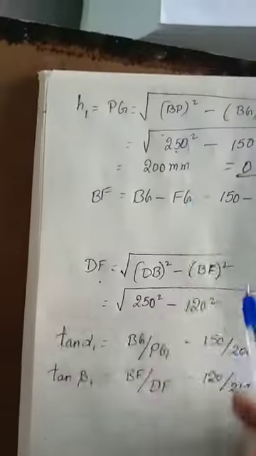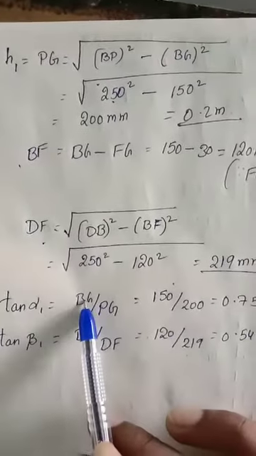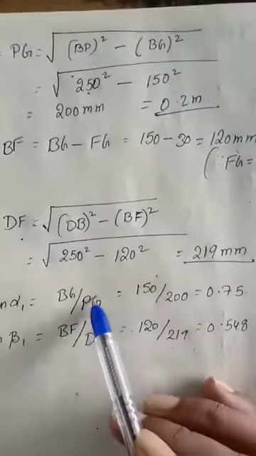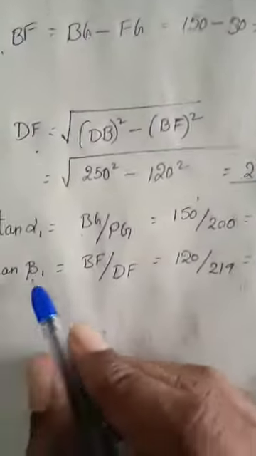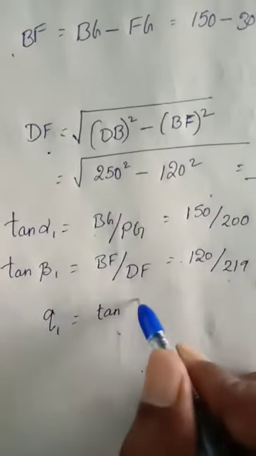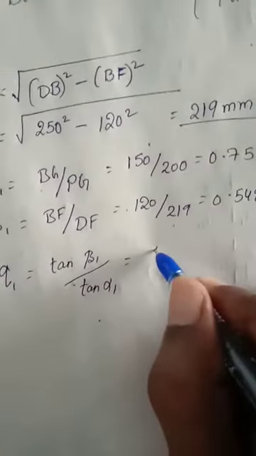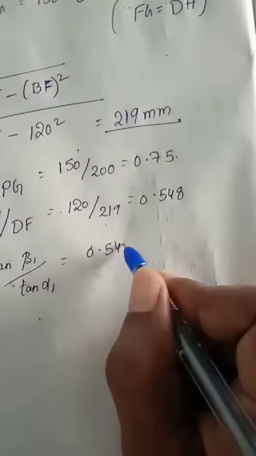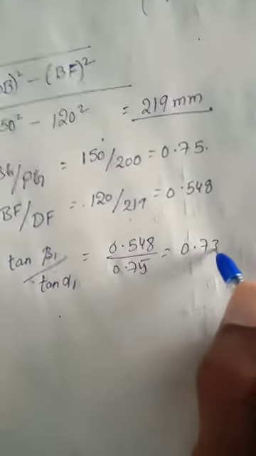Here I find DF. Here I find BF. So I substitute in these values. And the PG value I find out here. So the BG value is given, right? Now we are going to see here, therefore Q1 is equal to tan beta 1 by tan alpha 1. So we can substitute in here 0.75, that is equal to 0.731.